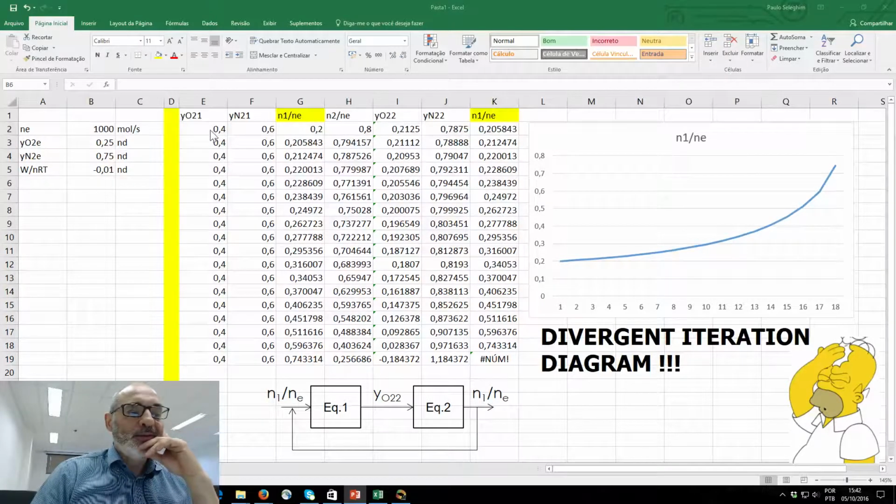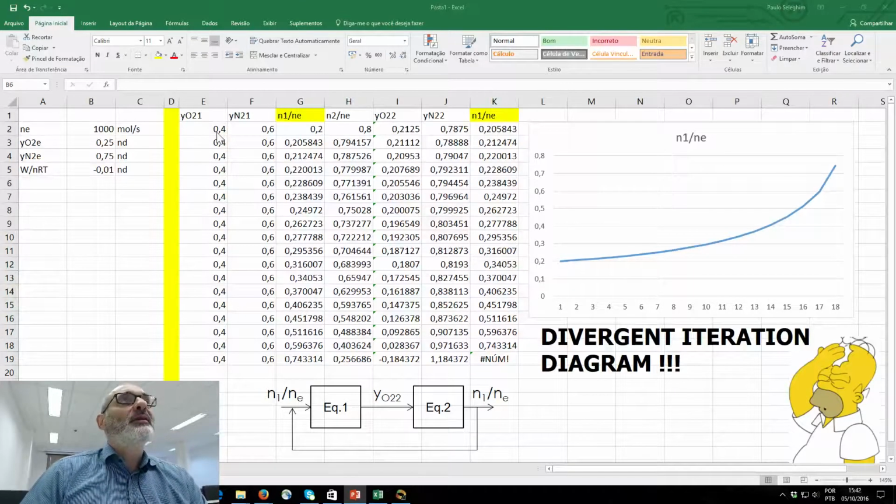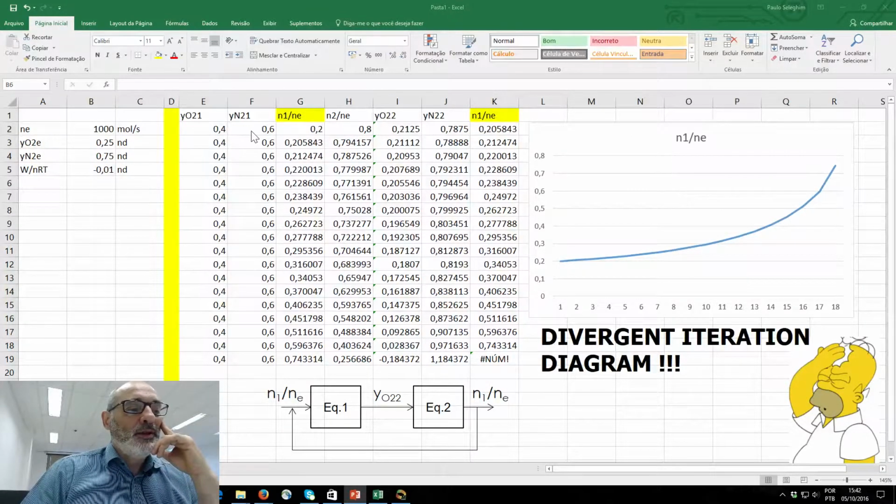You start by, as I was saying, let's say that we want 40% of oxygen at exit number 1. This number is fixed. This comes from the engineering department. They said, oh well, 40% is okay. So if there is 40% of oxygen at exit number 1, there is 60% of nitrogen at exit number 1. So this number is also fixed.